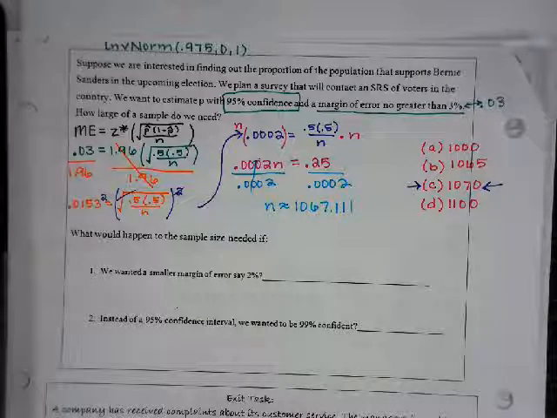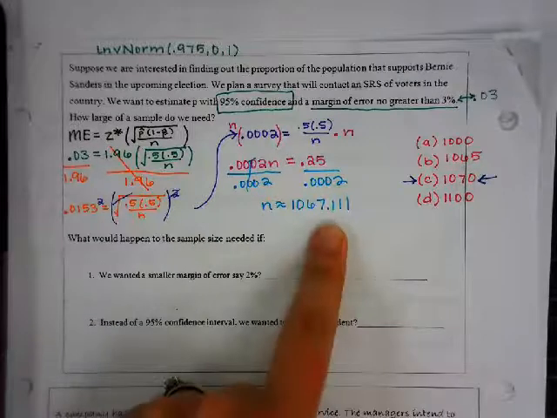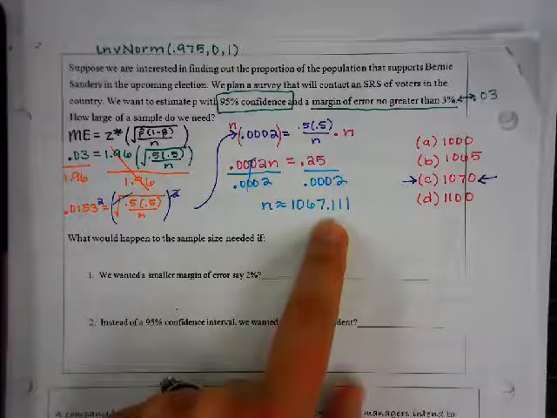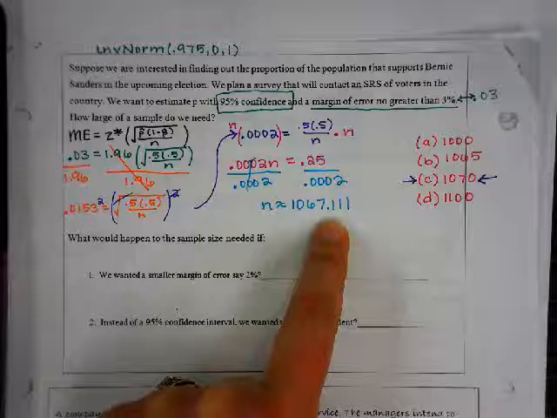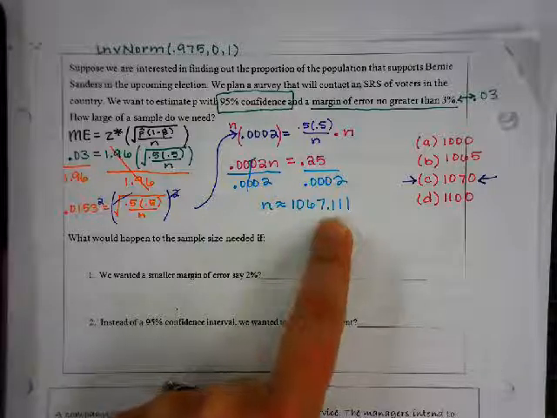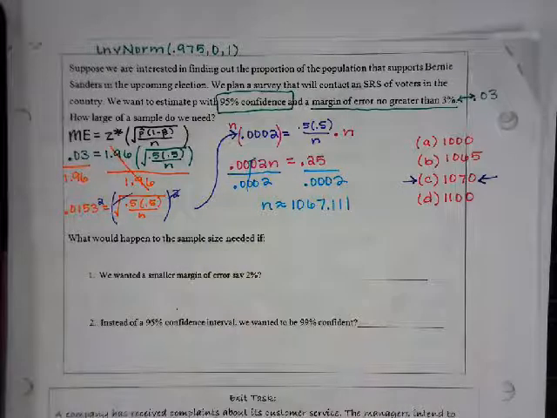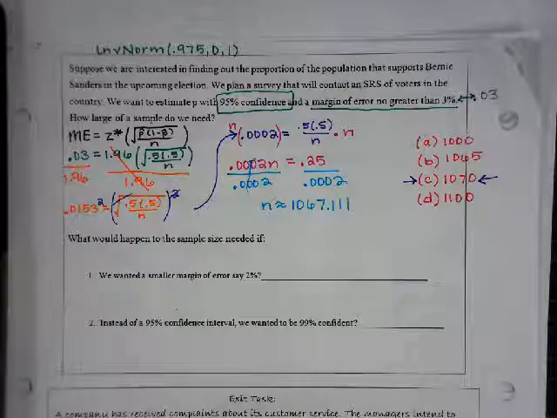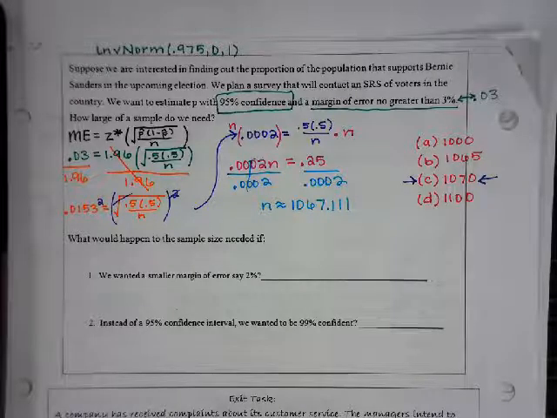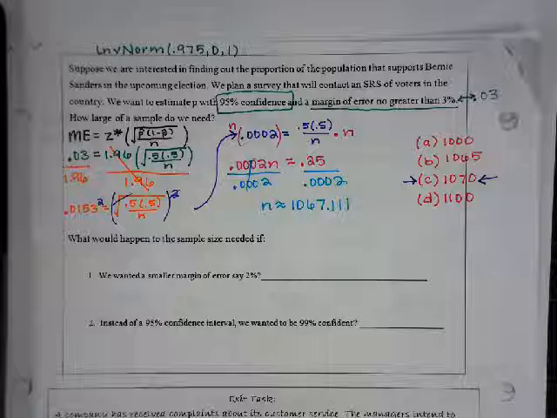Is this formula on the formula sheet? Why don't we have a formula sheet? First let me answer these. What would happen to the sample size if we wanted a smaller margin of error? We would increase it. You would increase your sample size.